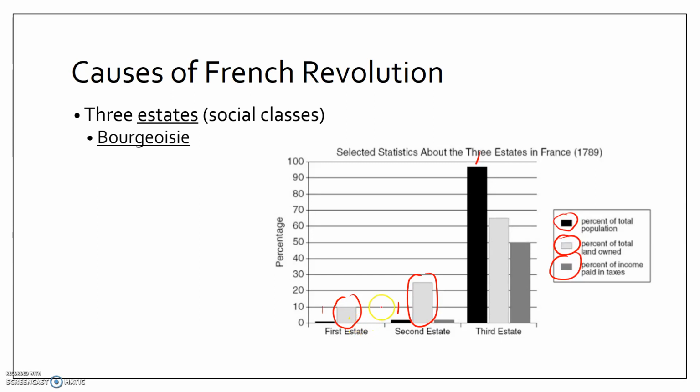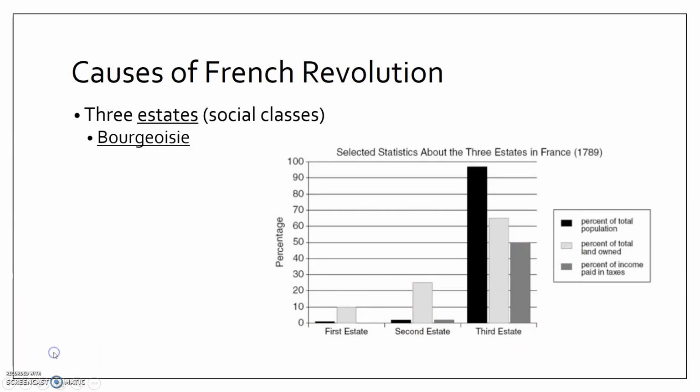First estate, practically nothing. The church, that was a deal that they worked out with the French government a long time ago. The church did not have to pay taxes. Second estate, they paid some, all right, but compared to the amount of land that they own, it's very, very minuscule. And the third estate paid a lot. Percent of income paid in taxes. The third estate would have to pay 50% of their income in taxes, whereas the second estate barely had to pay anything, and the first estate didn't have to pay anything at all.